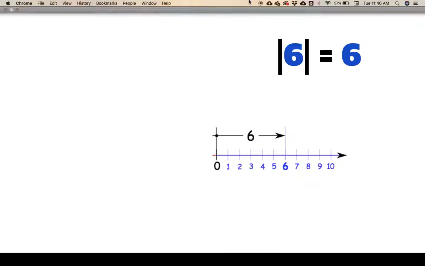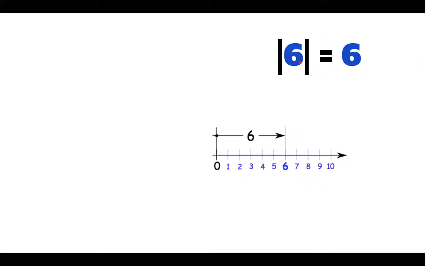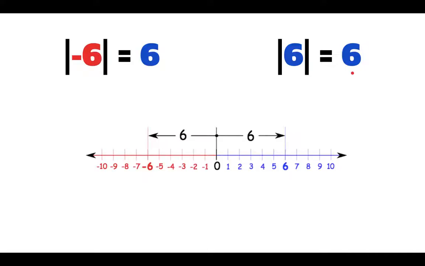So the absolute value of 6 is how many spots it is away from zero. So let's count. 1, 2, 3, 4, 5, 6. The absolute value of 6 is 6.